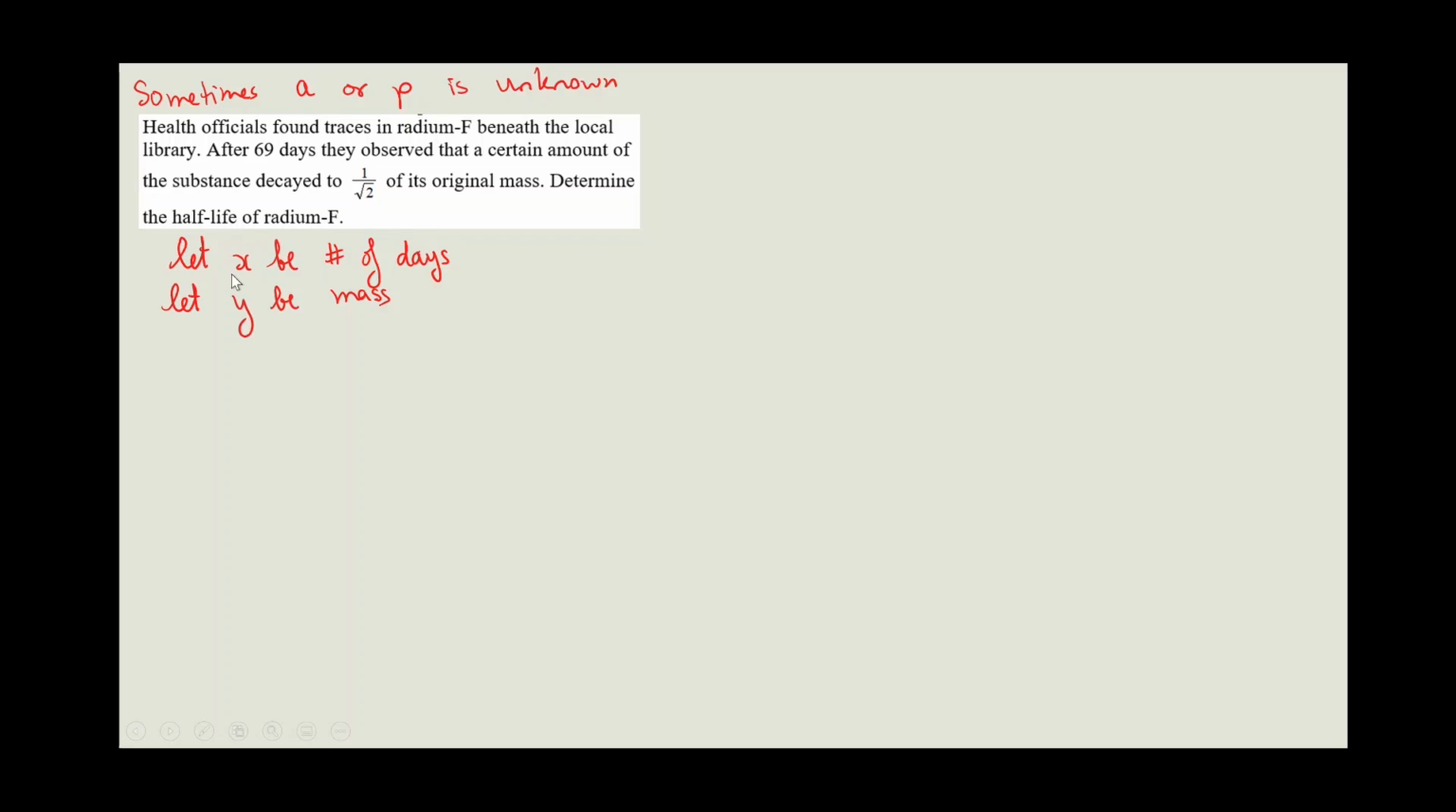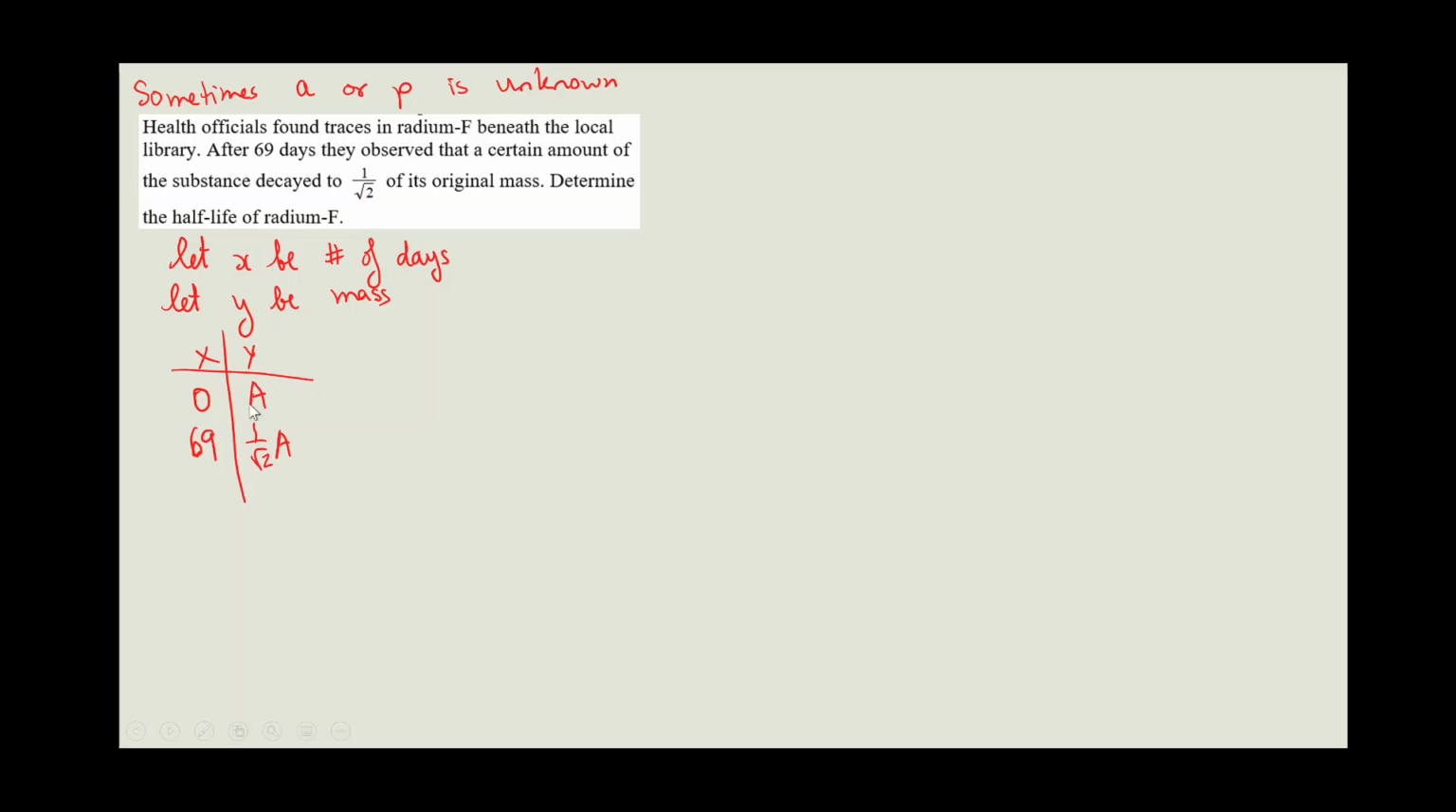So let's start by doing let statements. Our independent variable here would be number of days, and dependent variable will be the mass itself. So we don't know other parts like the original mass, we don't know half-life, but in terms of x and y, let's use dependent y and independent x. So independent usually is time.